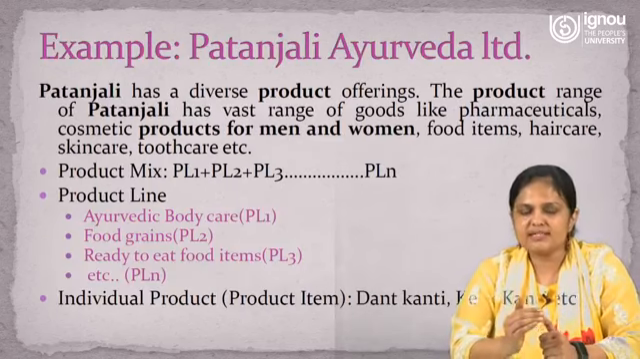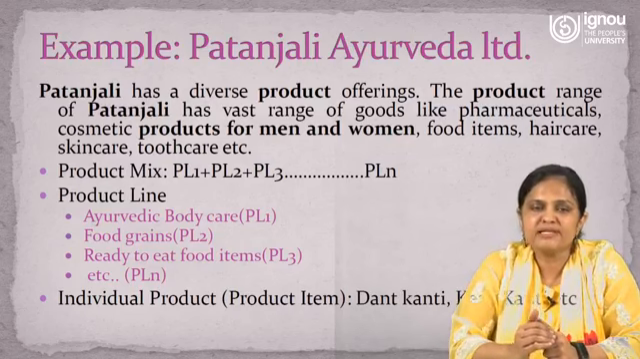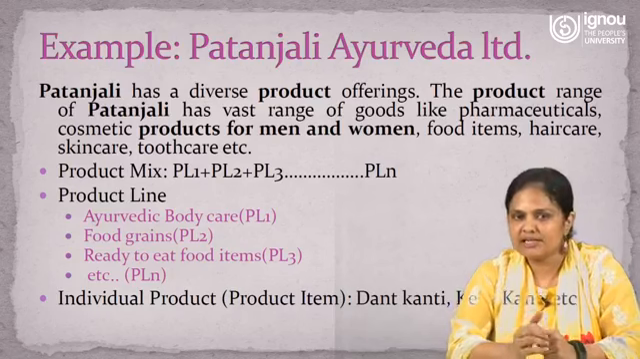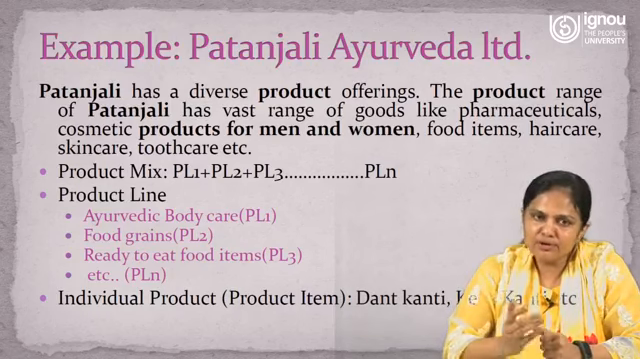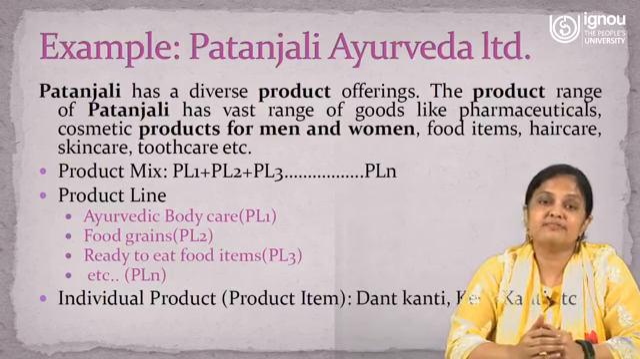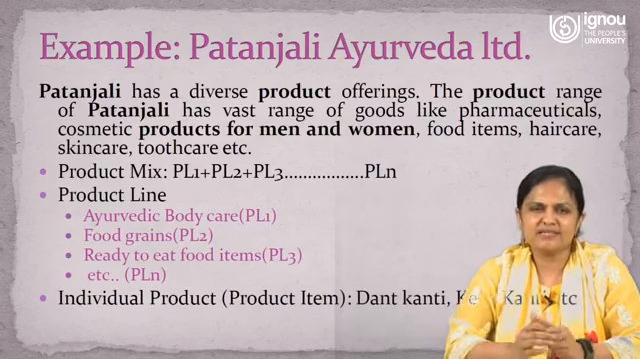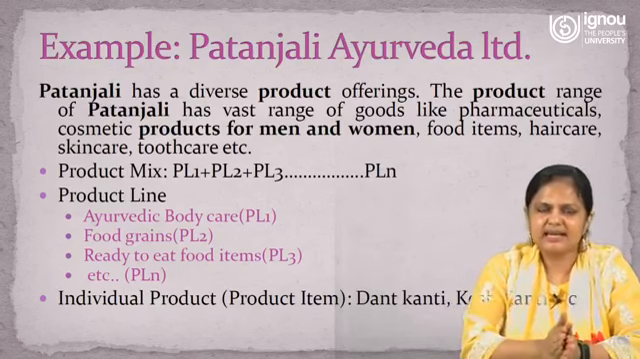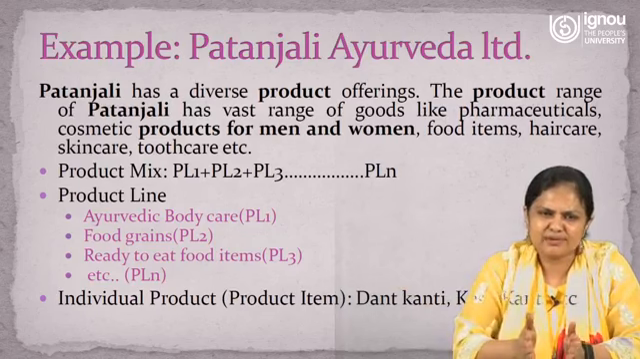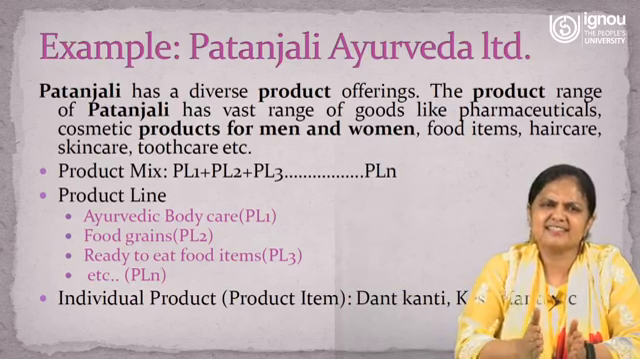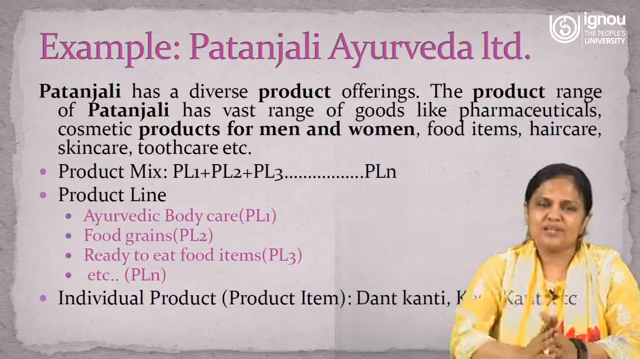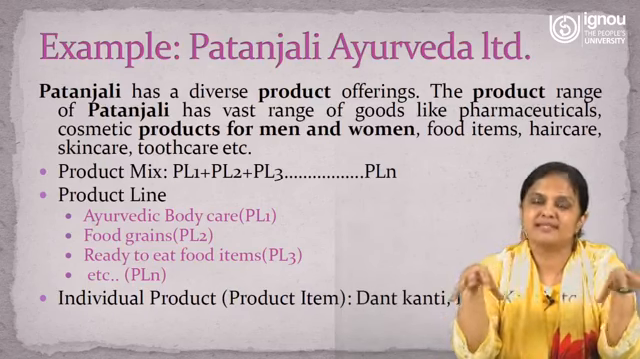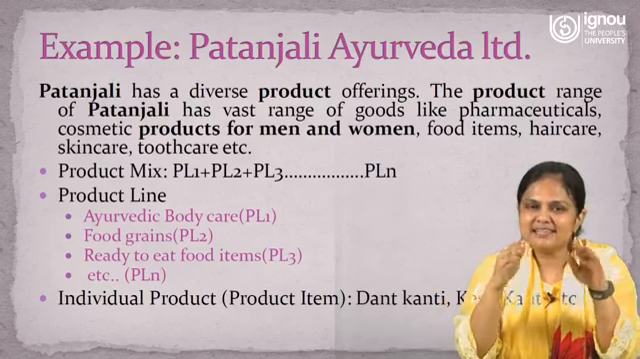If we try to understand the concept of product mix and product line by taking an example of Patanjali Ayurveda Limited, we all know that Patanjali has diverse product offerings. It has a vast range of goods, from pharmaceuticals. They started with pharmaceuticals and now they are into everything: cosmetic products, food items, hair care, skin care and whatnot. So all the kinds of products that Patanjali is offering become the product mix. So as I said, the vast range of goods.